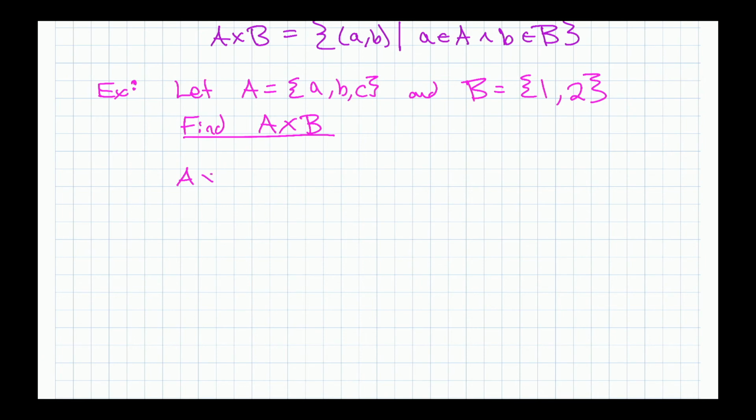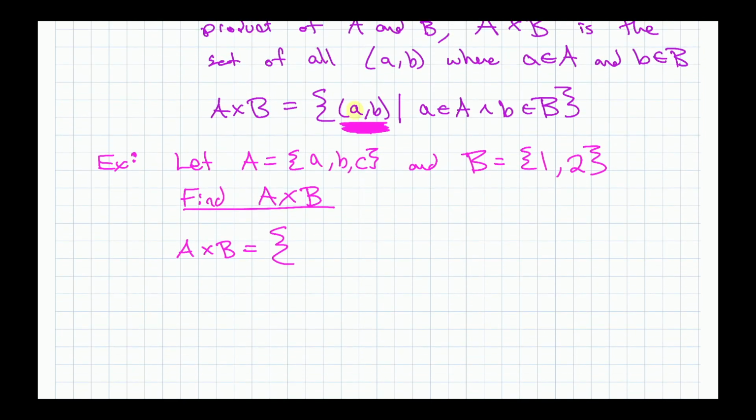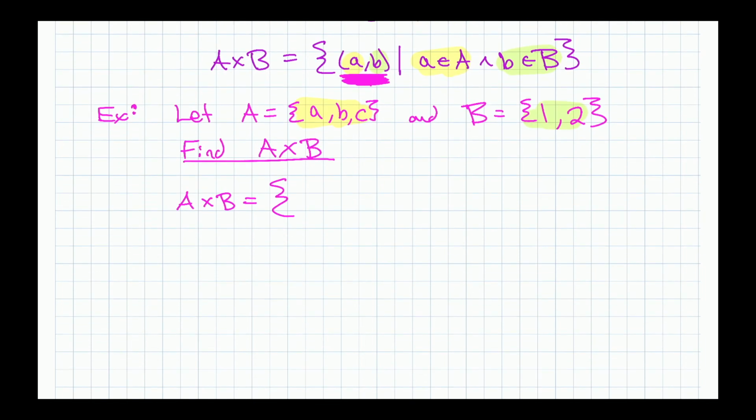Here's what you do. It is a set. Every element is an ordered pair, like (x, y) in parentheses. The first element comes from A, and the second element comes from B. So you're just making ordered pairs out of a, b, c and 1, 2. So what's it look like?